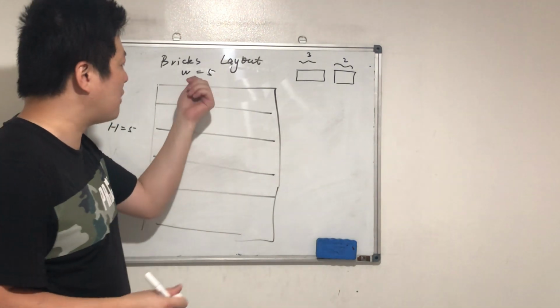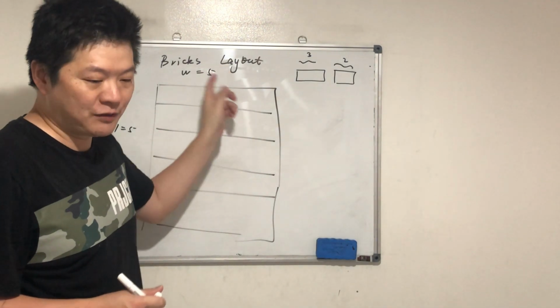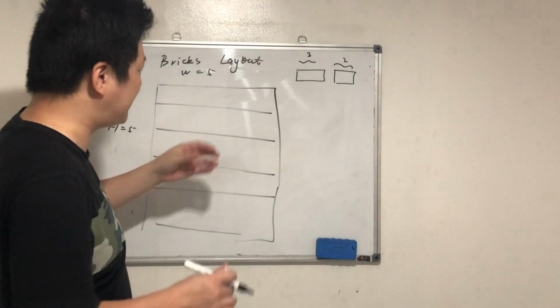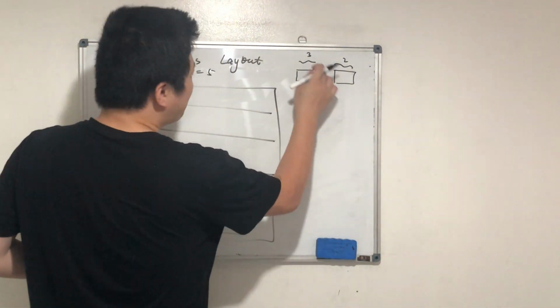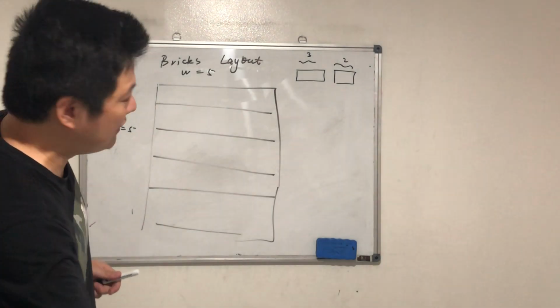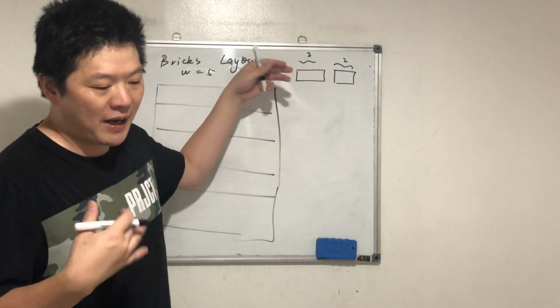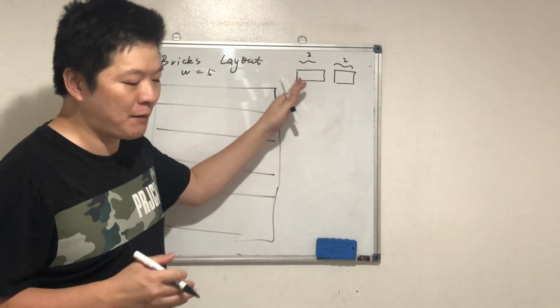So how many ways of placing the 5? Because 5 equals 3 plus 2 or 2 plus 3. You can pick as many. For each brick, you can place as many as you want. So there are unlimited number of each brick.